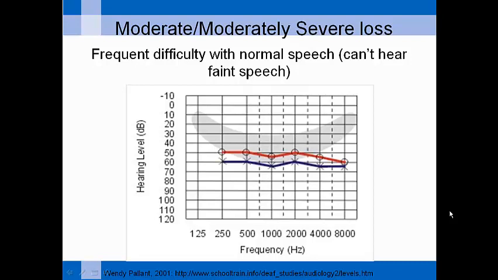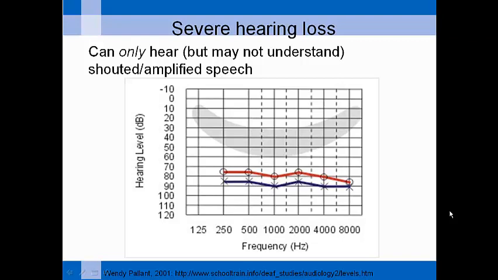With a moderate or moderately severe hearing loss, they're often going to have difficulty hearing speech that is spoken at a normal conversational level. They will not be able to hear faint speech, so whispered conversations, things like that, especially when there's noise involved, it's going to be much more difficult to understand what's being said.